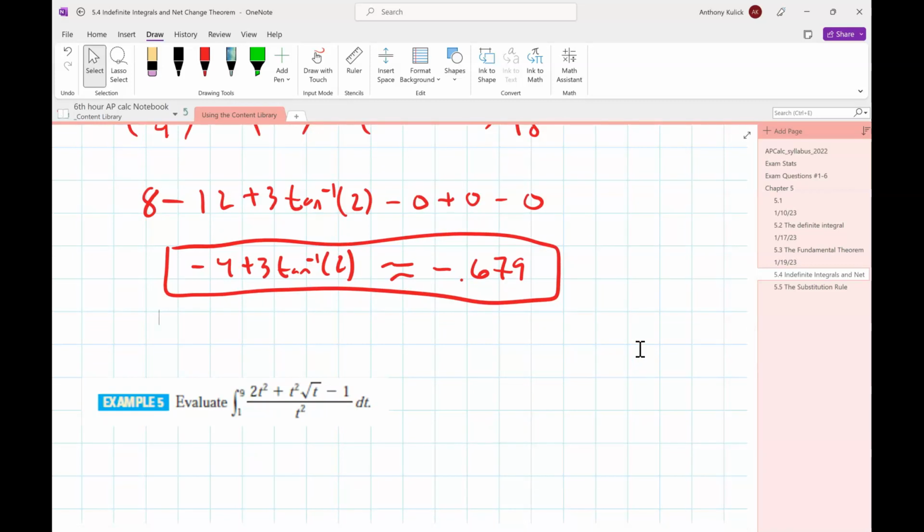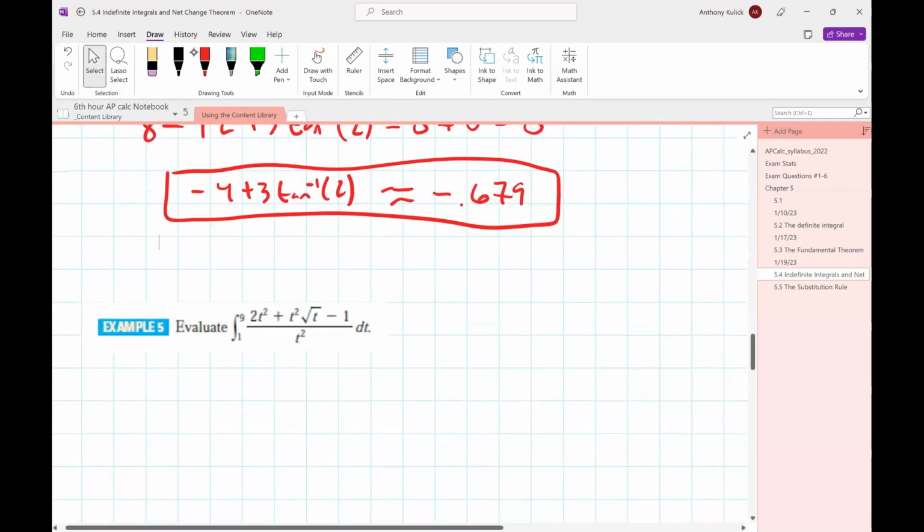Let's take a look at this next one. First thing I notice is it's a definite integral. Good. But can I take the antiderivative of the function as it's currently written? No. What's the trick going to be? What am I going to need to do to this function to massage it to get it something I can anti-differentiate?